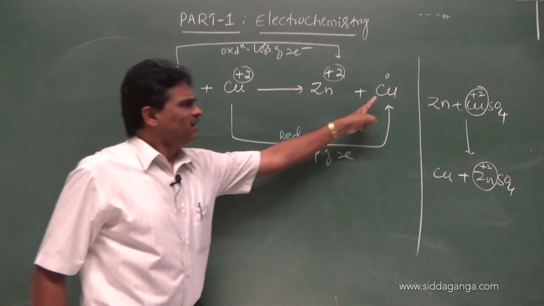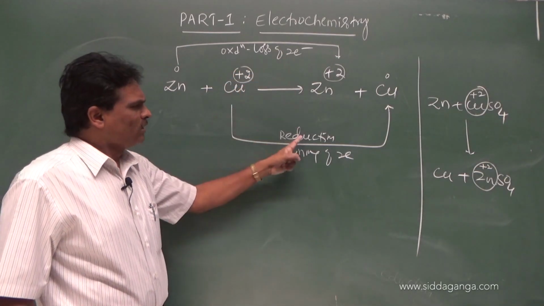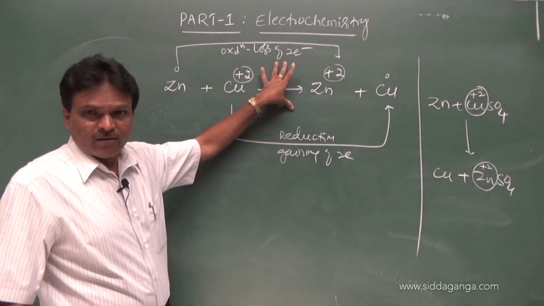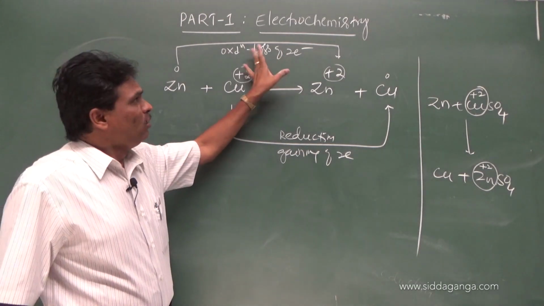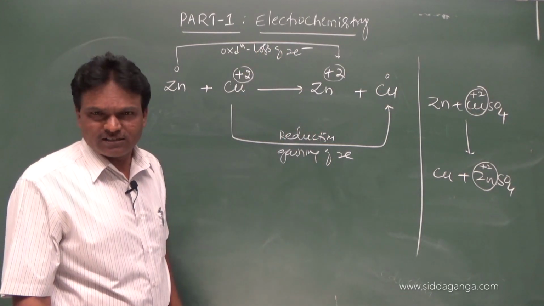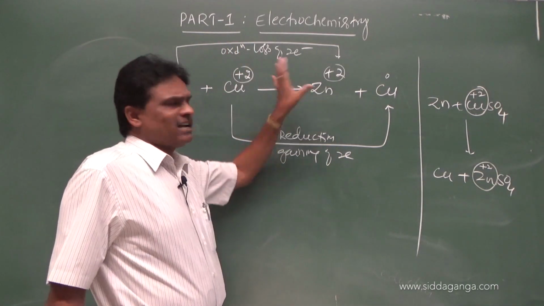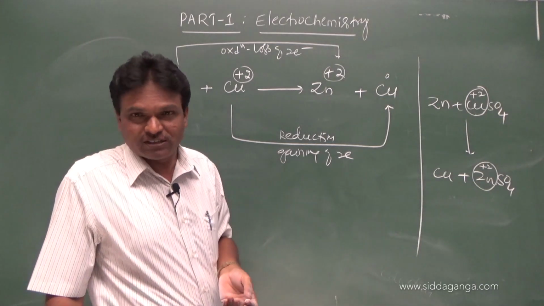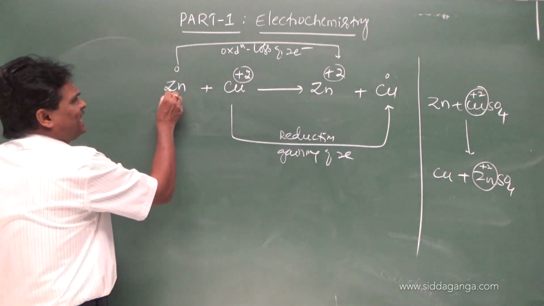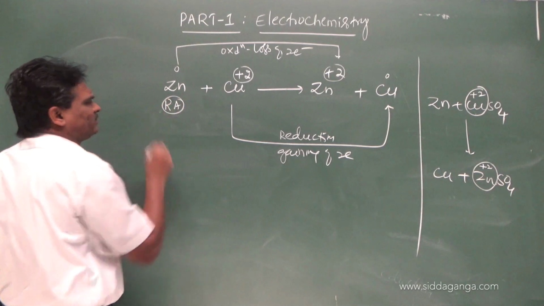This is a reduction reaction. The total loss of electrons is 2 and the total gain of electrons is 2, so the net reaction is neutral. There is no loss and no gain, neither a loss of electrons nor a gain of electrons. Therefore, it is an example of a redox reaction, which involves both oxidation and reduction simultaneously. In this reaction, zinc undergoes oxidation, therefore it is a good reducing agent.